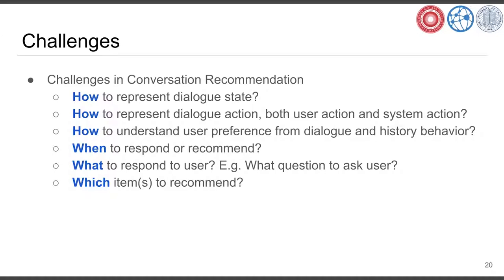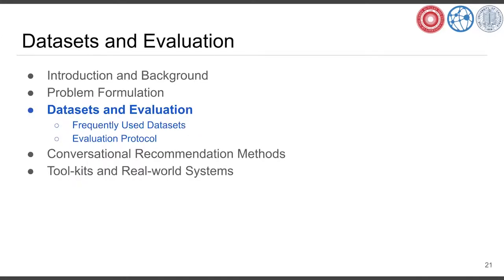And the next challenge is, if the system decides to respond to the user's question or to the user's answer, the system may decide what kind of question or what kind of response to ask or answer the user. And if the system decides to make recommendations, then the key challenge is what items are relevant and can be used to recommend to the user. So these are the many challenges in the conversational recommender system.